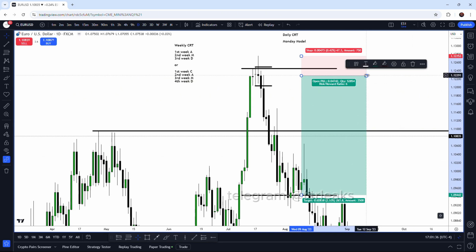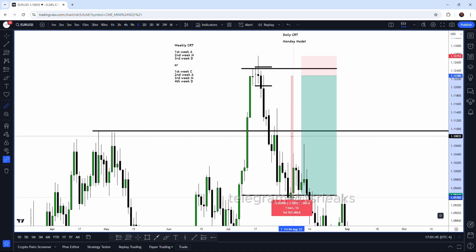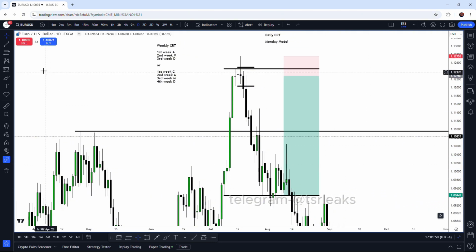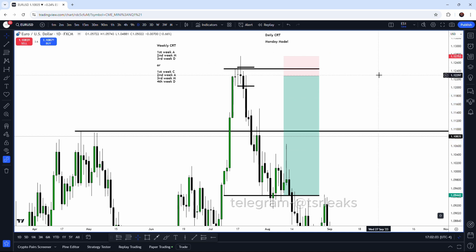About a 6R trade, with about a 283 pip take profit. You would have been in the trade for exactly 15 days. So a 15-day swing trade with just over 300 pips.